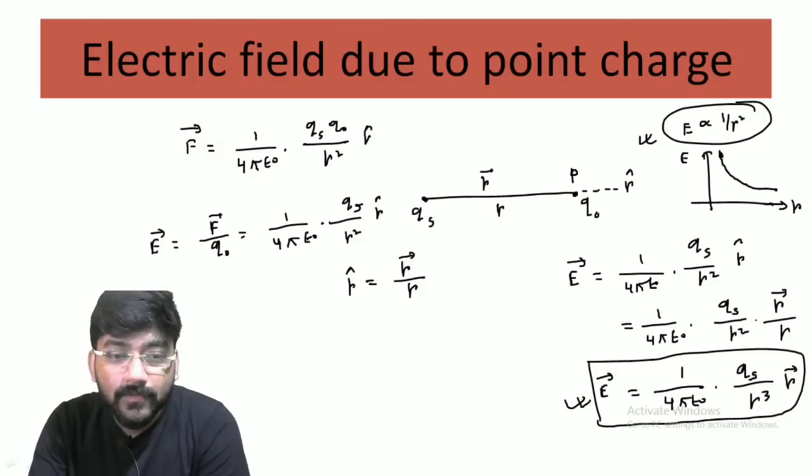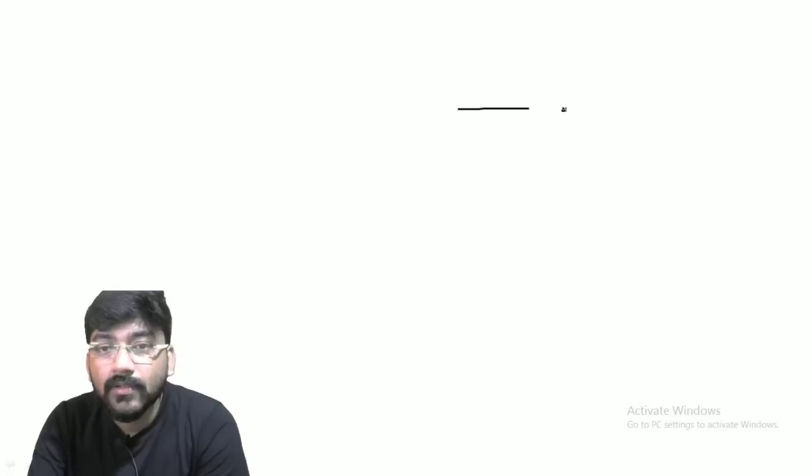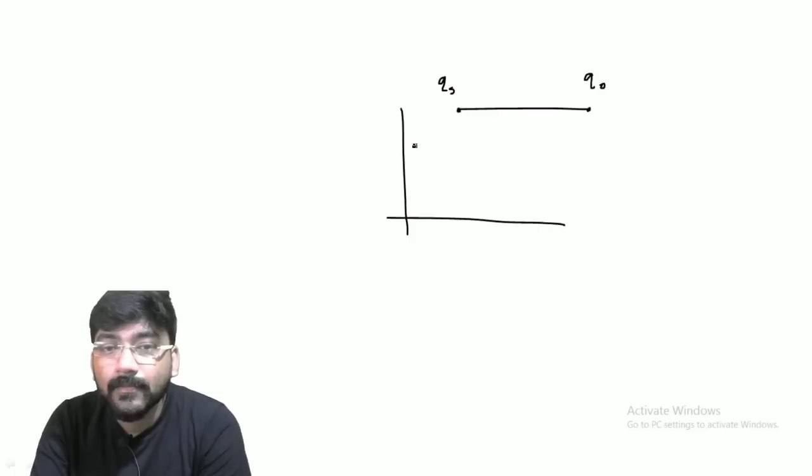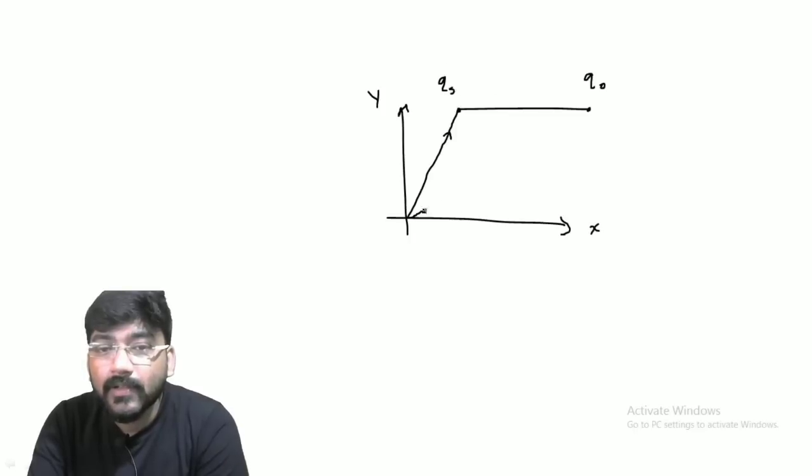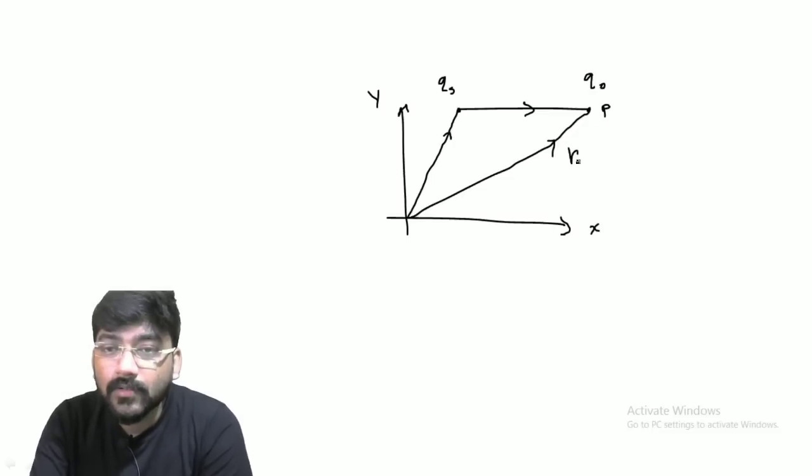Let me show you. To take an arbitrary origin, suppose this is qs and here is q0. This is the field point p. So if you take an arbitrary origin like this, with y and z also there, this will be the position vector of charge qs, and this will be the position vector of charge q0. What will be the position vector of the field point p? Let me take this as rq and this as rp.